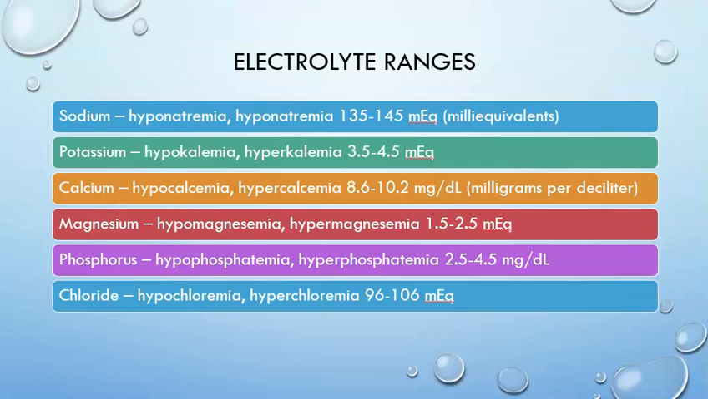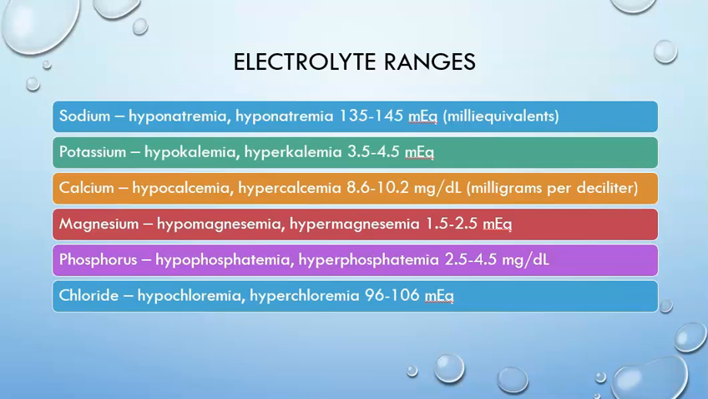Here are our ranges. You need to memorize these ranges because these will come up in test questions. You'll need to know the differences between a high or low value of each of these and how those can manifest as symptoms in your patient. Sodium is hypo or hypernatremia. Our regular levels are 135 to 145 milliequivalents. Potassium, hypokalemia and hyperkalemia, is 3.5 to 4.5. Hypokalemia would be below 3.5. Hyperkalemia would be above 4.5.